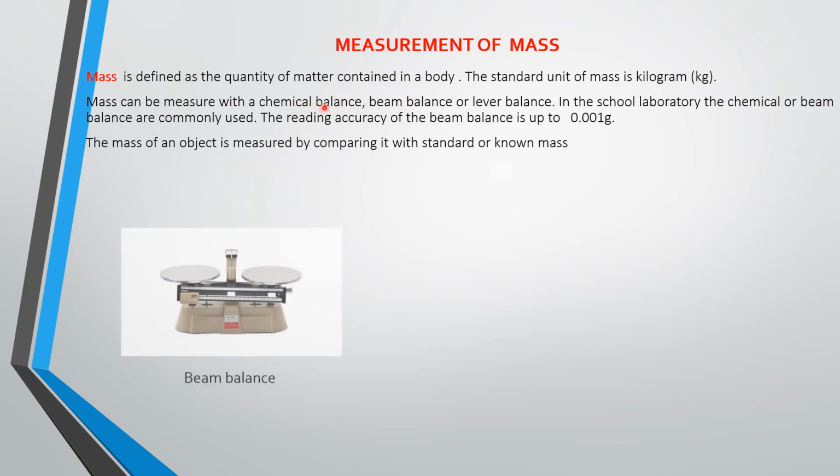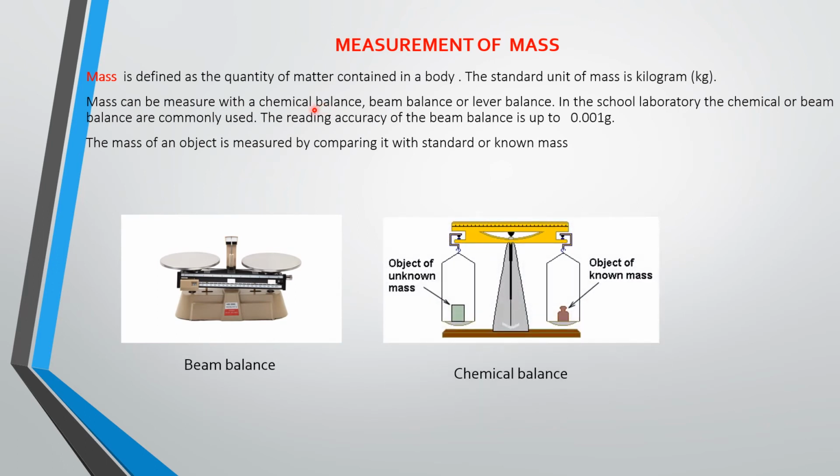So these are the pictures of the beam balance and then the chemical balance. The accuracy of the beam balance is 0.001 gram. That is the accuracy. So these are the instruments that are used to measure mass in the laboratory. Now for you to measure mass, you compare the mass of the object you want to measure against a known weight.